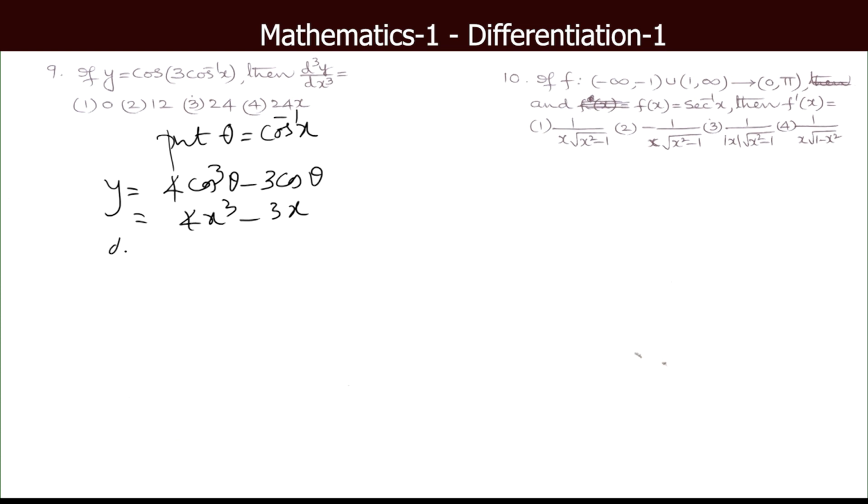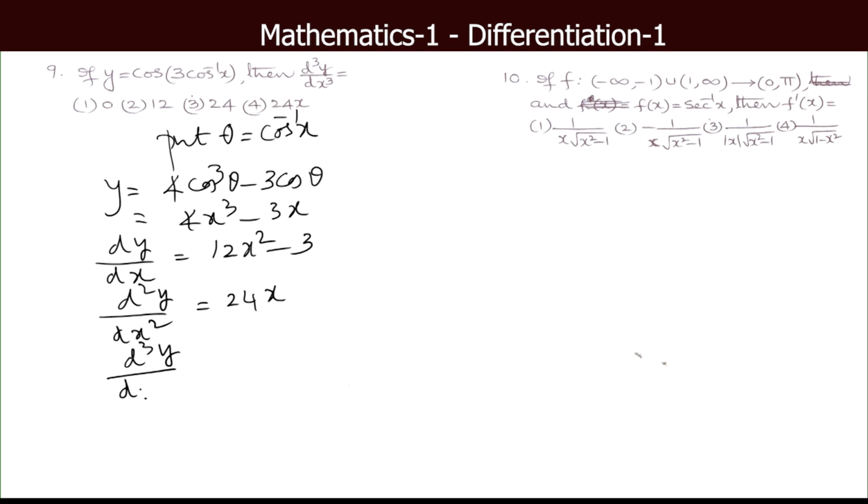So what is the dy dx? 12x square minus 3. Second derivative d2y by dx 2, 24x. And the third derivative is simple, 24. Good students will write it directly from here.